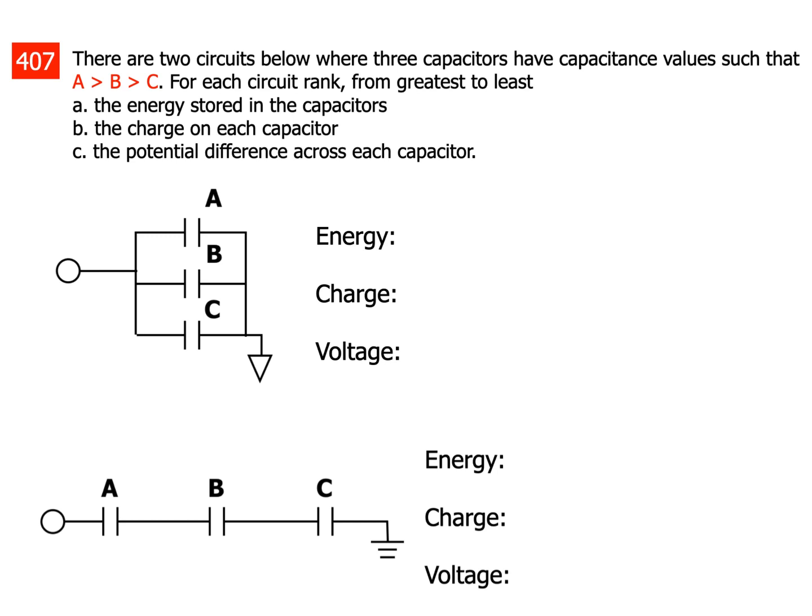There are two circuits below that are capacitors that have capacitance values such that A is greater than B, which is greater than C. For each circuit, rank from greatest to least the energy stored in the capacitors, the charge on each capacitor, and the potential difference across each capacitor. First, I'm going to start with the things that are the same.